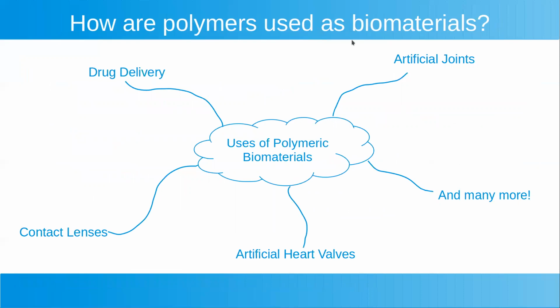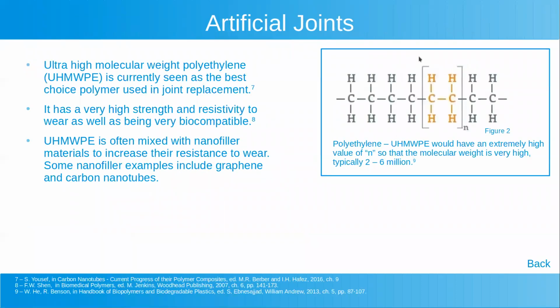So, back to the uses in biomaterials now that we are aware of what a polymer actually is. Let's first have a look at artificial joints. So how are polymers used in artificial joints? The polymer used in artificial joints is often ultra-high molecular weight polyethylene. It's currently seen as the best choice of polymer in joint replacement due to its high strength and resistance to wear, as well as being, as we saw before, a very good biocompatible material, which of course is important if you're inserting it into the body.